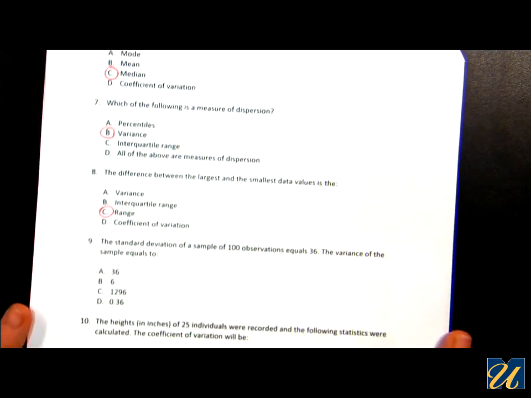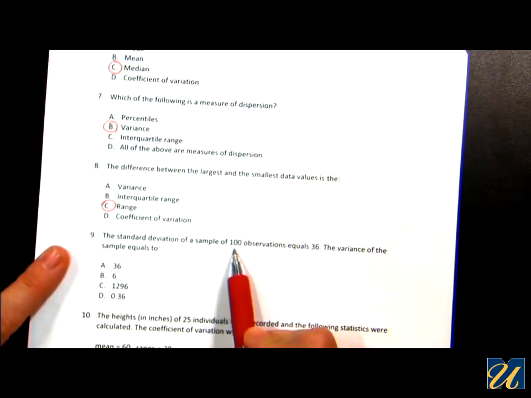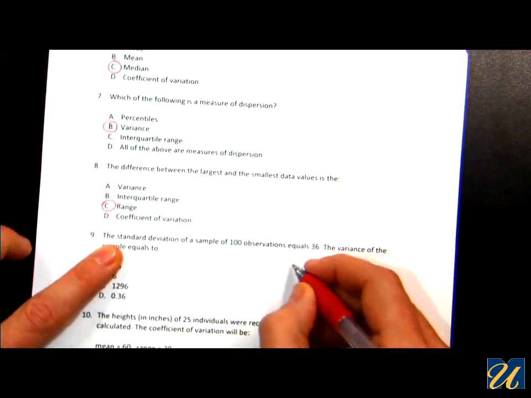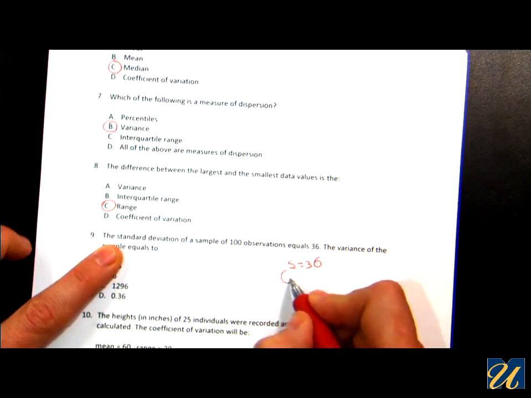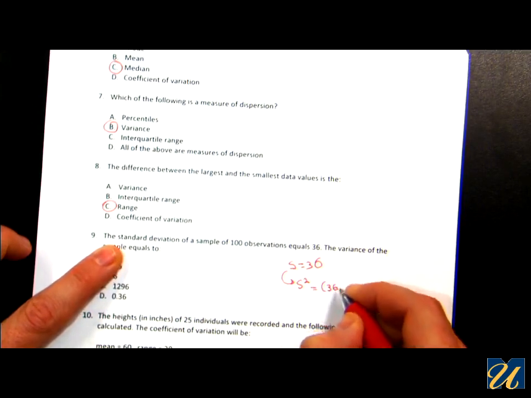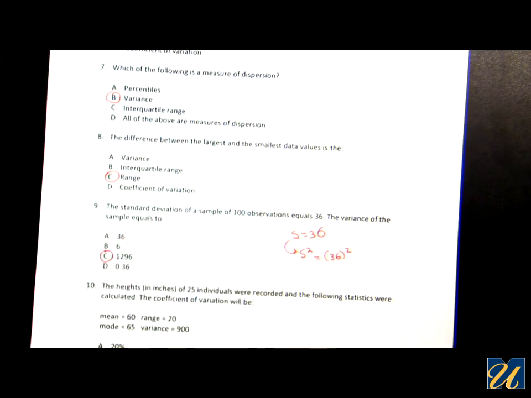The standard deviation of a sample of 100 observations equals 36. The variance of the sample equals what? So we have a sample size of 100, and a standard deviation, that means S is equal to 36. I have S and I'm looking for S squared. All you need to do is square your standard deviation in order to find your variance. So in this case, the correct answer will be C.